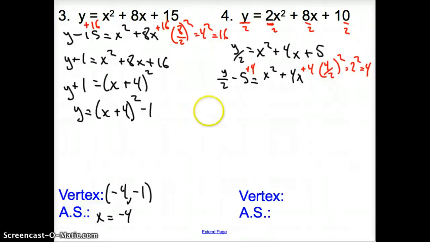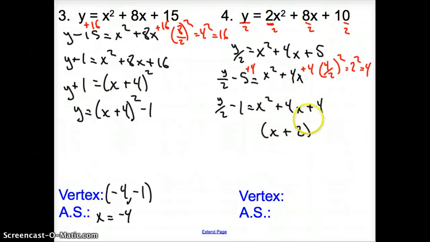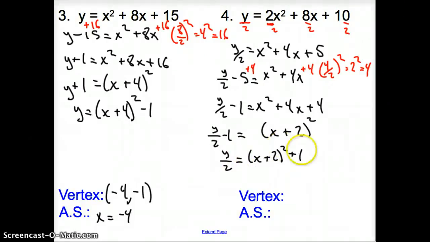When I add 4 to both sides, I have y over 2 minus 1 equals x squared plus 4x plus 4. Now I factor this to make it a perfect square trinomial, so it's going to be x plus 2, that squared. Remember what's on the other side. It's y over 2 minus 1 equals this mess. Now we just have to get y by itself, so I add 1 to the other side. Y over 2 equals x plus 2, that's squared, plus 1 because I added it over.